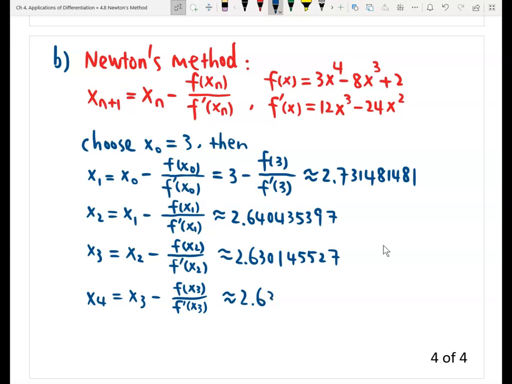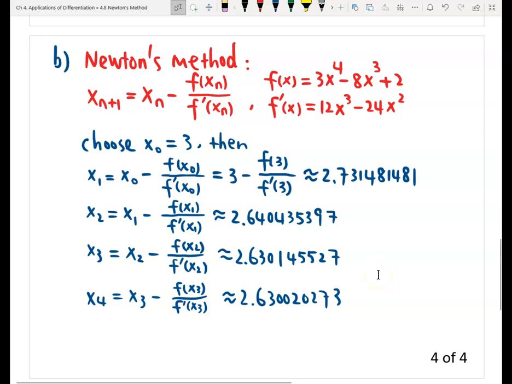2.6, 3002, 0273. Now see, what do we have? We have x4 and x3 much closer, right? But we cannot stop because what? The accuracy, we need to go to 6 decimal places. See, these 6 decimal places are totally different from those 6 decimal places. Therefore, we need to move on.